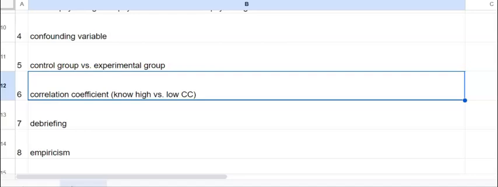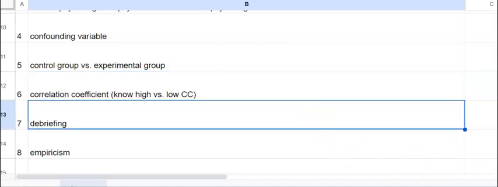You do want to go back and look at your notes on correlation coefficients and make sure you can understand that number line: any number close to 0 would indicate that there's low or no relationship between variables, and a number closer to 1 or -1 would indicate a strong relationship.